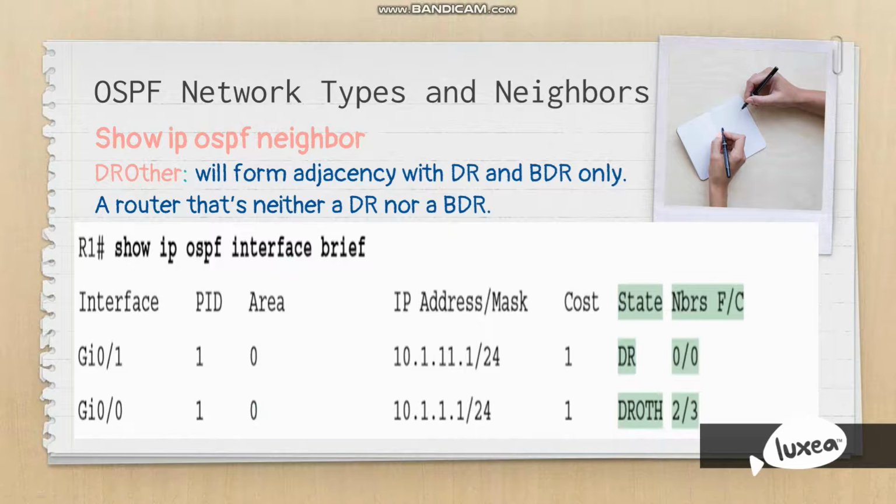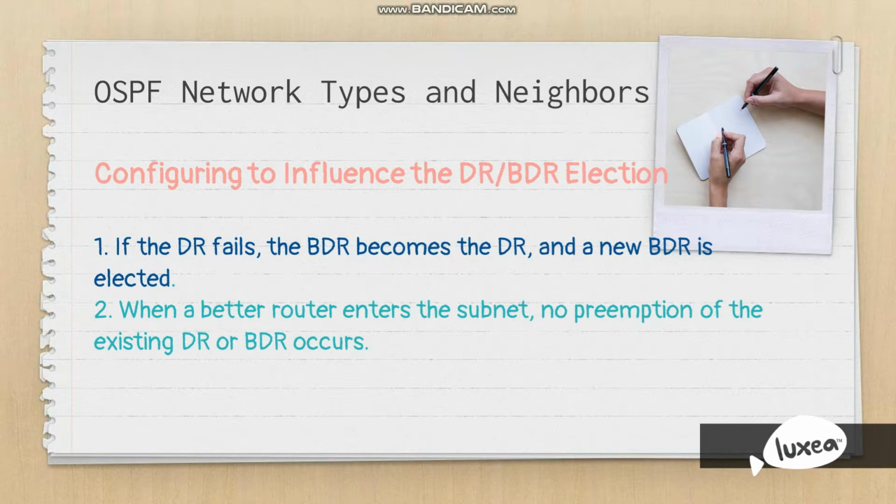In addition, if you want to see the settings, use the show ip ospf interface command. So, configuring to influence the DR BDR election. It is like this. BDR is the backup of DR. So if the DR fails, the BDR will replace it and become the DR, and a new BDR will be elected. And when a better router enters the subnet, there is no preemption of the existing DR or BDR.